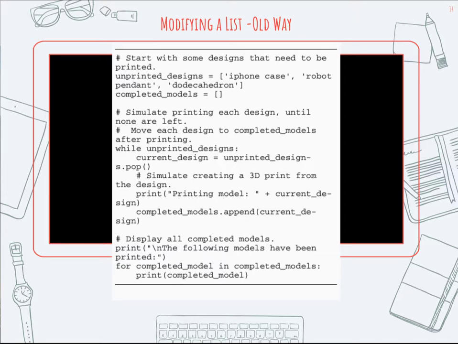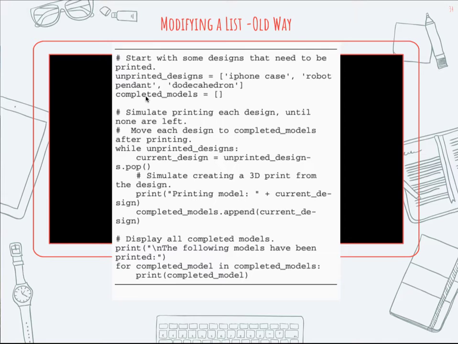Consider a company that creates 3D printed models of designs that users submit. Designs that need to be printed are stored in a list, and after being printed, they're moved to a separate list. The following code does this without using functions. The program starts with a list of designs that need to be printed and an empty list called completed models that each design will be moved to after it has been printed.